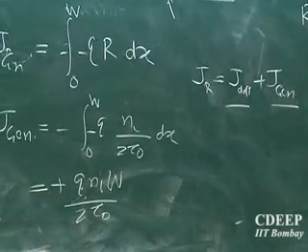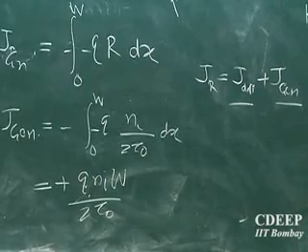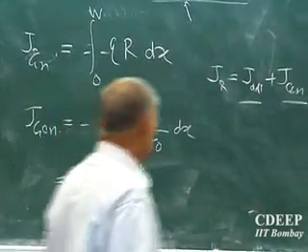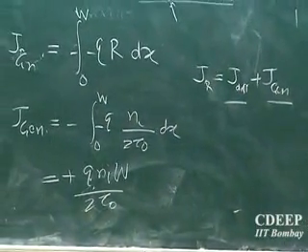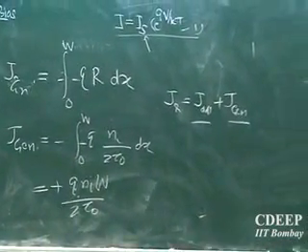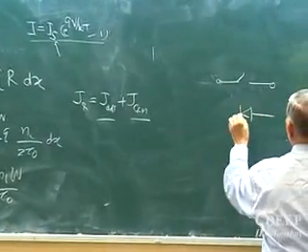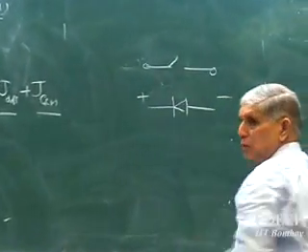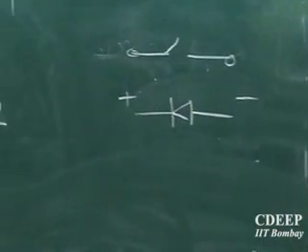So even in the reverse saturation case, why are we so keen to know this? If you see the equivalent circuit, the other day I said, what is the equivalent circuit in reverse bias? I said ideally the switch should be open. Ideally, what was expected from me?